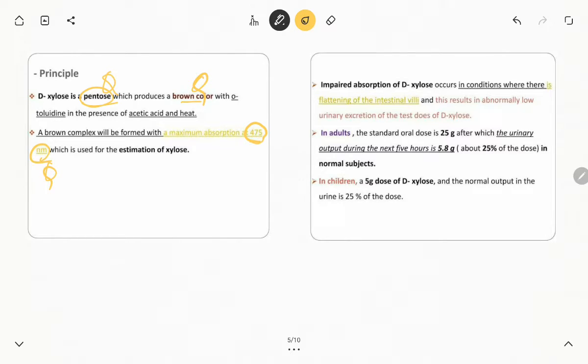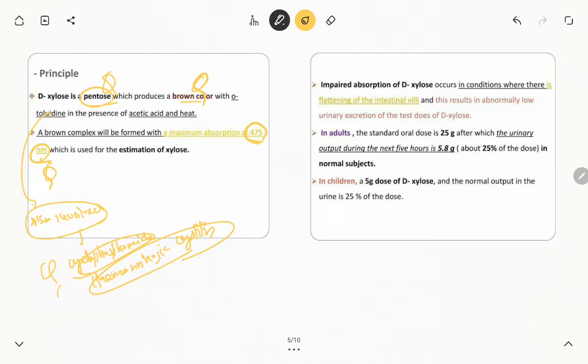Again, I want you to remember that toluidine, or toluene, metabolite is also involved in cyclophosphamide causing hemorrhagic cystitis. Remember this point also.